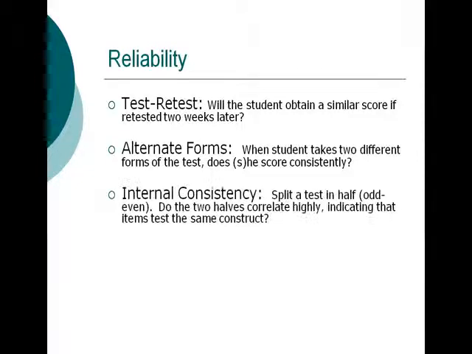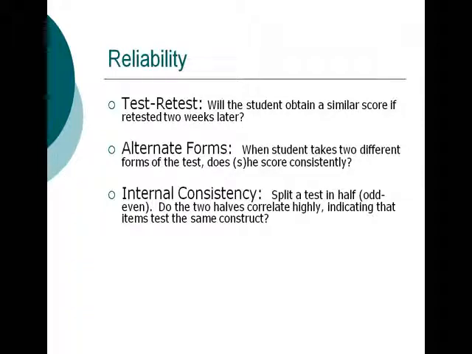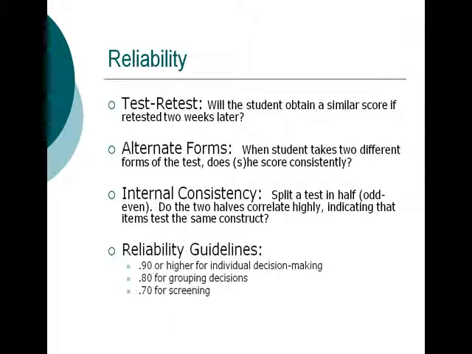Right? Okay. Then internal consistency, and I talked about that. If you split a test results of kids in half, so you have odd numbers in one and even numbers in the other, do their scores on the 2 halves correlate highly, indicating that the items test the same construct? Okay. Same idea. Then here's what you want to look for.